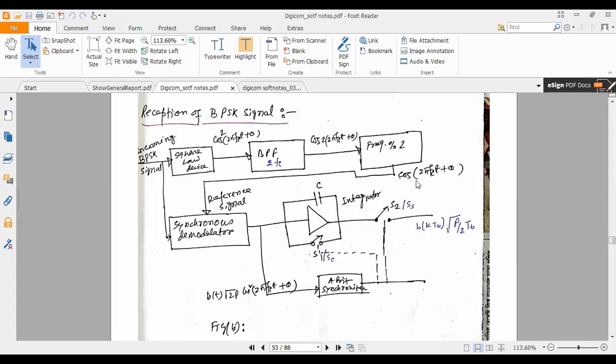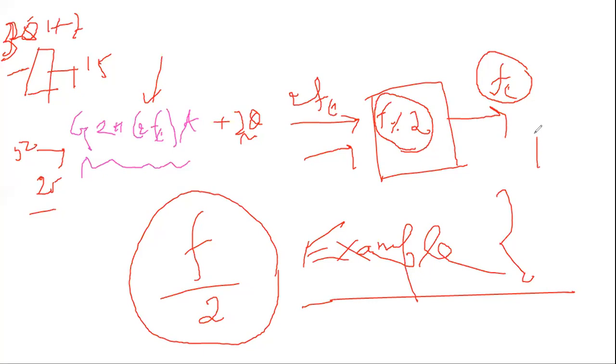So the reference signal is cos 2 pi fct plus theta. Here we are getting the received signal. Look, cos 2 pi fct plus theta is generated at the BPSK receiver. And what was the incoming signal? The frequency divider circuit is a flip-flop. I'm giving the example: a flip-flop, it may be a T flip-flop. Remember this one.